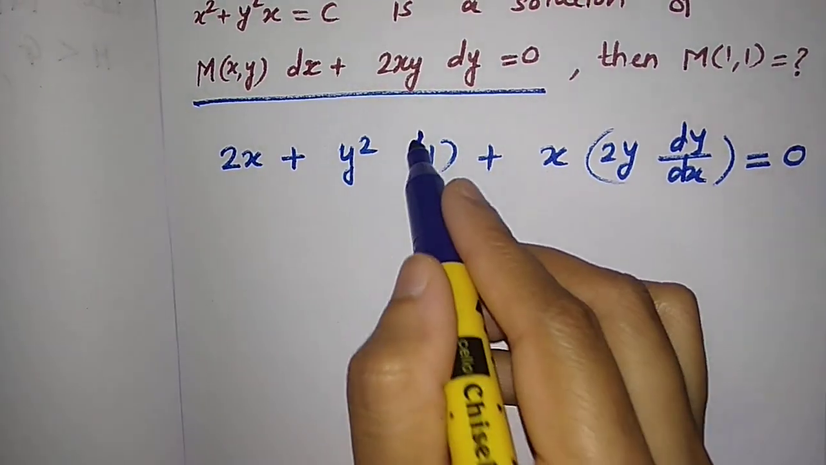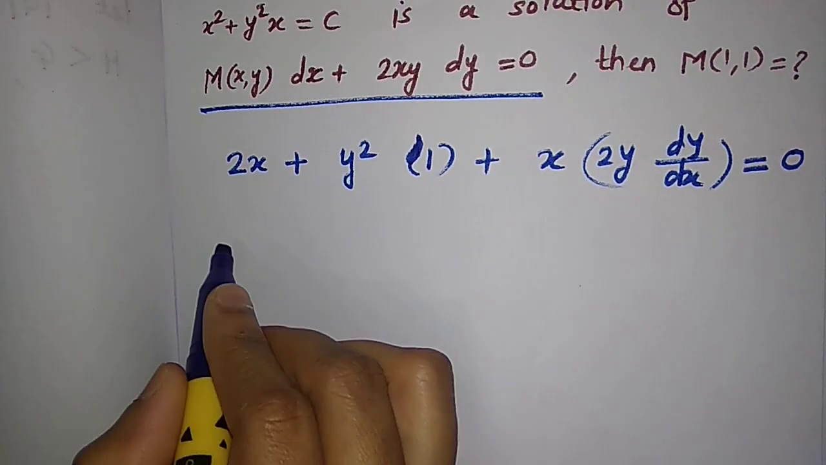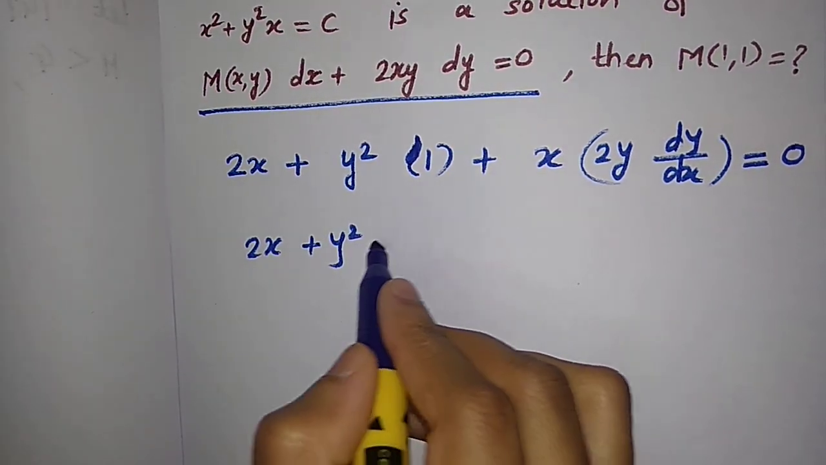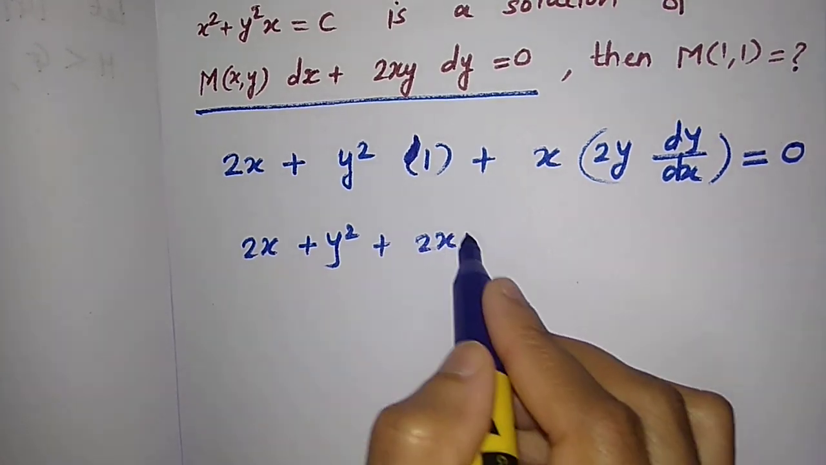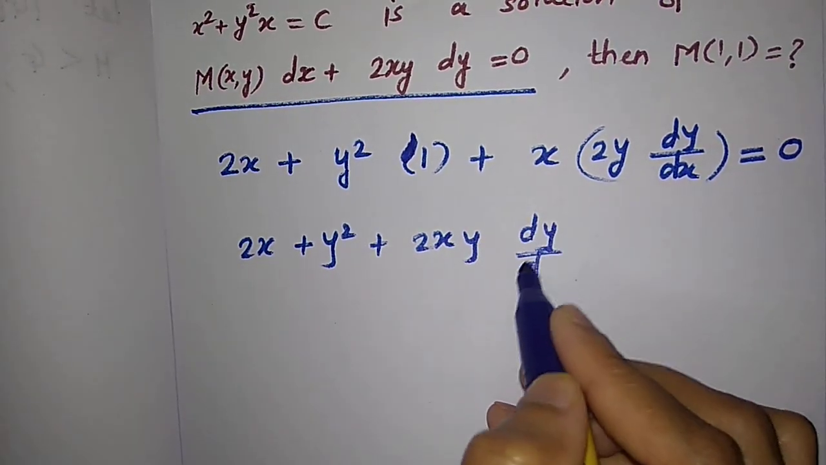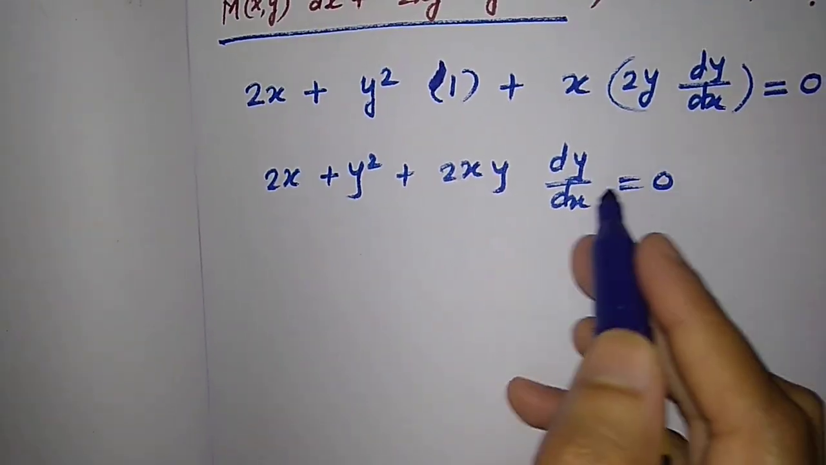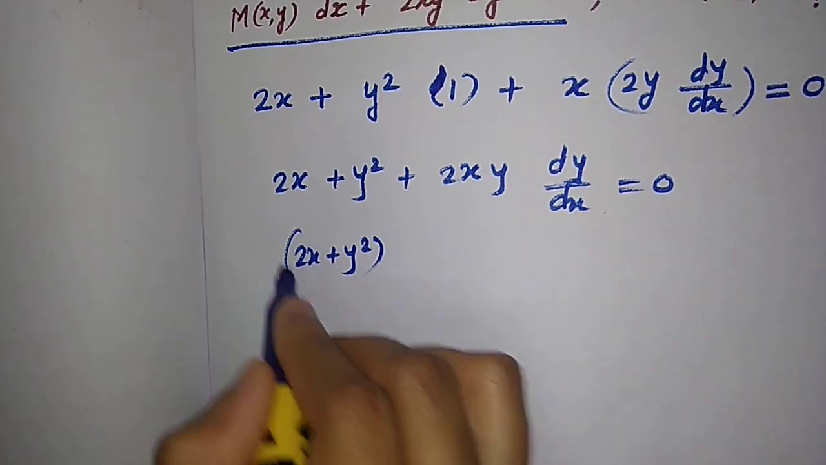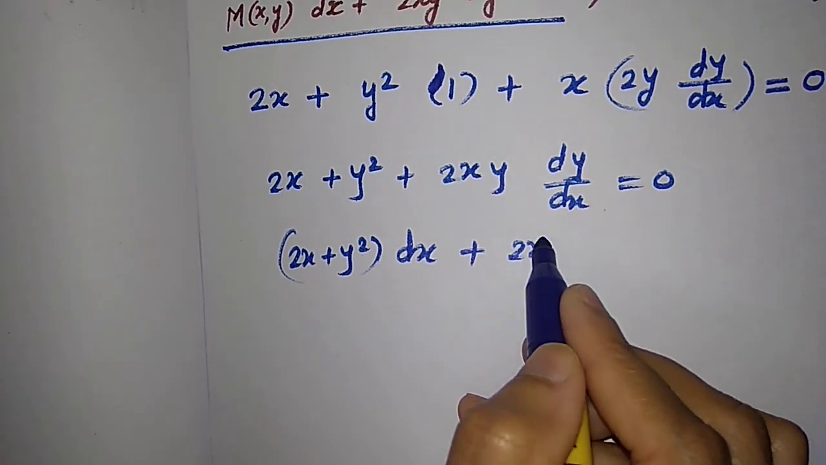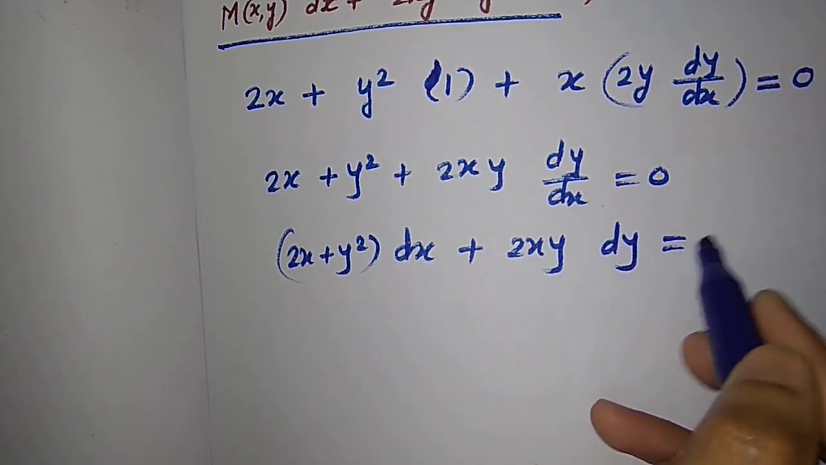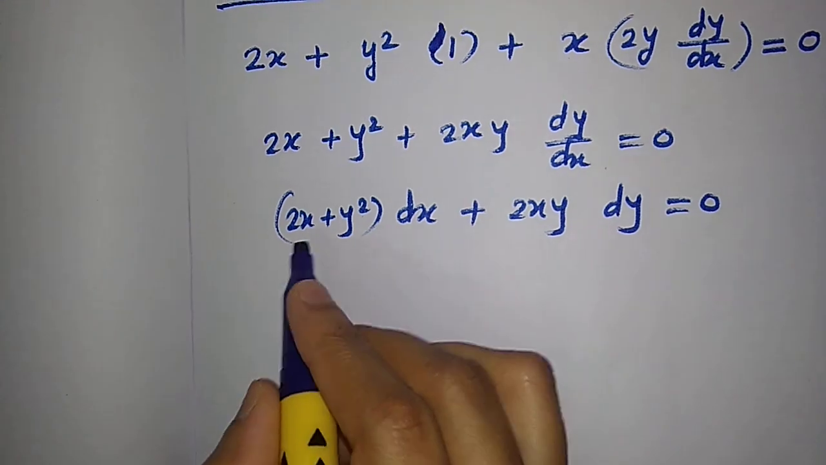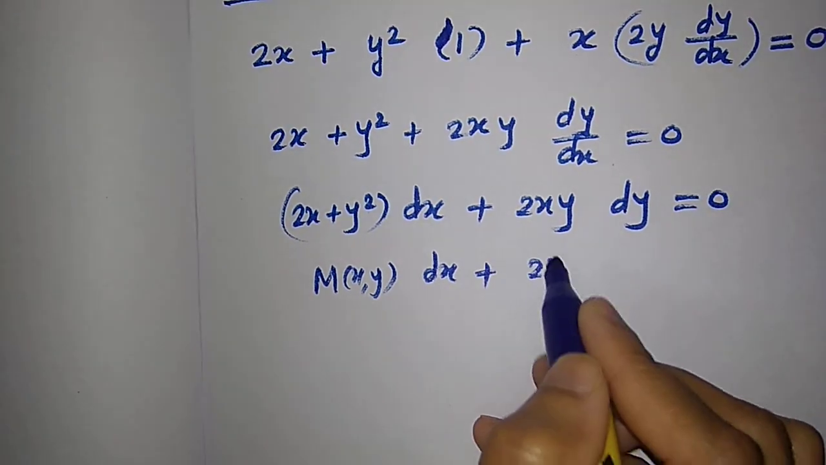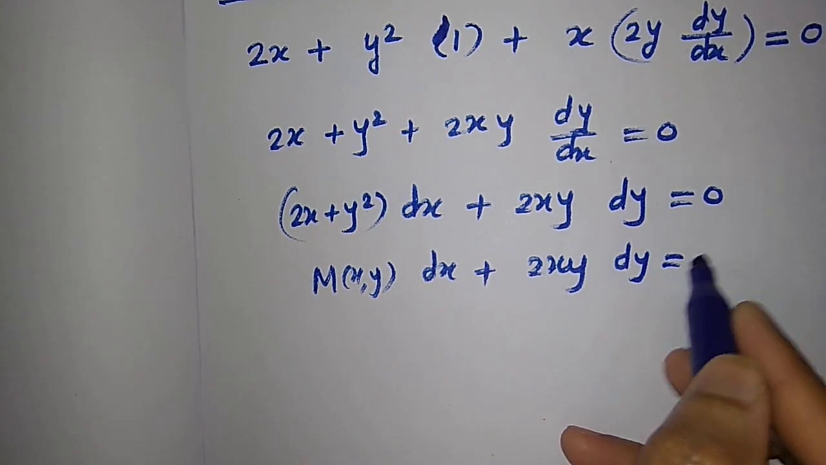Now simplify it. We will get 2x plus y square into 1, which is just y square, plus 2xy into dy by dx equal to 0. You take this dx here, so it is 2x plus y square into dx plus 2xy dy is equal to 0. Now compare this equation with m x y dx plus 2xy dy is equal to 0.